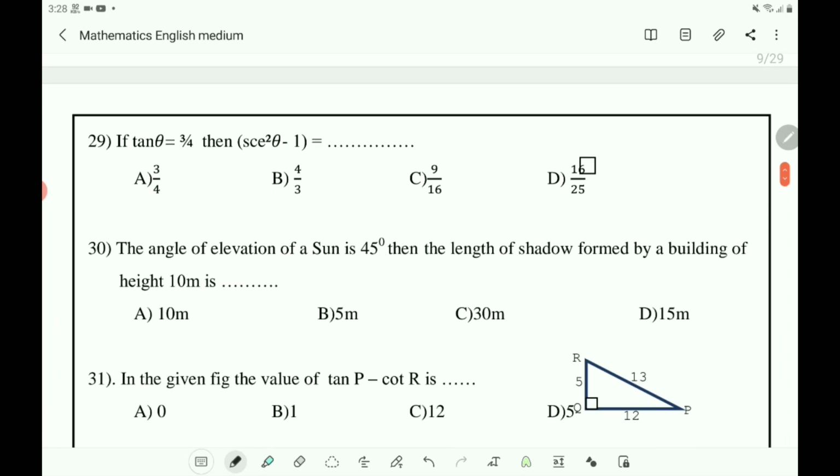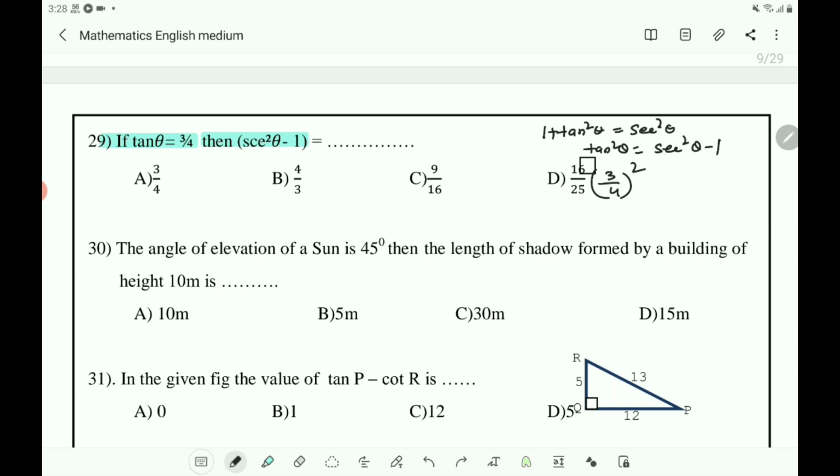The next question, question number 29. If tan theta equals 3 by 4, then secant square theta minus 1 equals? Here you know that 1 plus tan square theta is equal to secant square theta, and tan square theta is equal to secant square theta minus 1. Tan theta is given, that is 3 by 4.